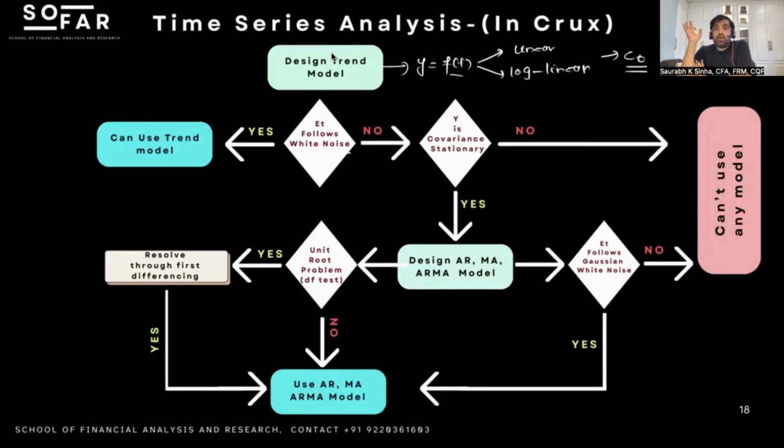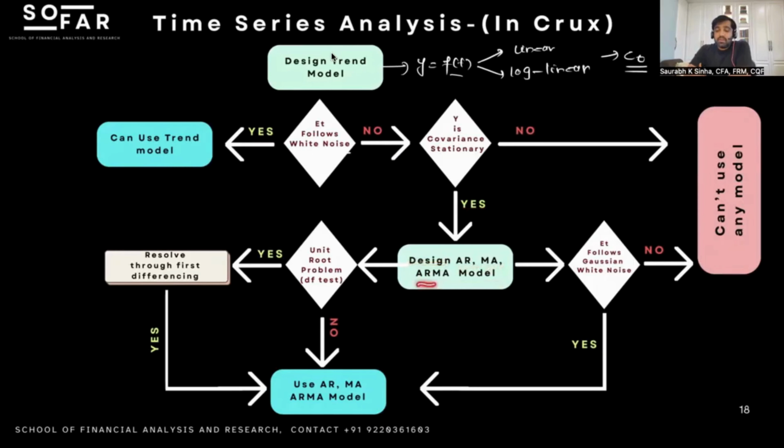If it doesn't follow covariance stationarity, the thing that you're trying to predict, you can't use any model on the planet. Sit at home, you can't use any model. Story ends there. If the error term does not follow white noise, check whether Y is covariance stationary or not. If it is not, you can't use any model. Story ends. But if it does, then you can design an AR, MA, or ARMA model.